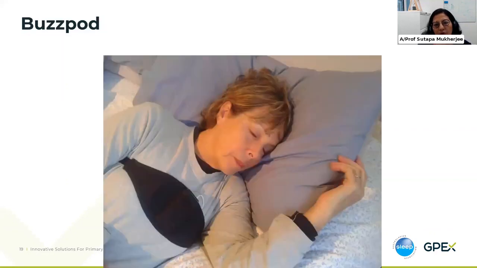And this is the buzz pod. So this is one of the devices that you can wear around the chest that buzzes if you're on your back. So these are quite successful treatments for sleep apnea.